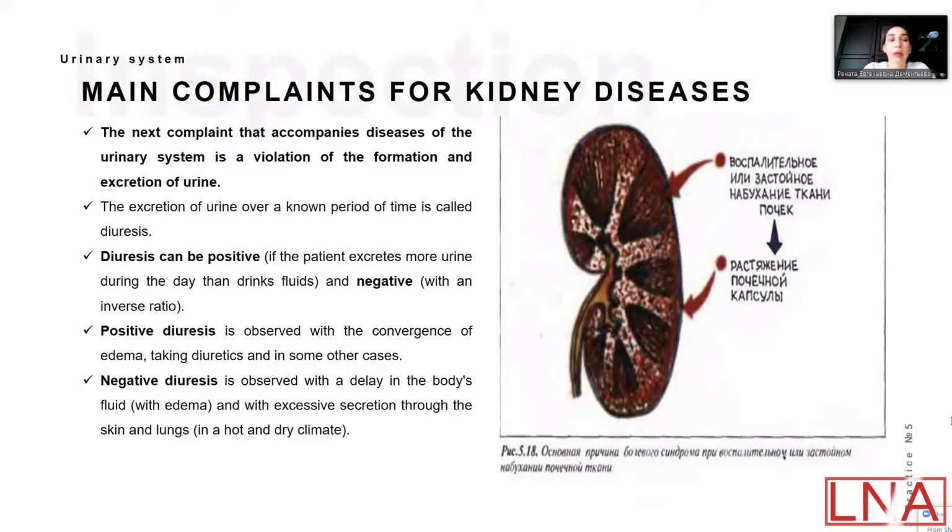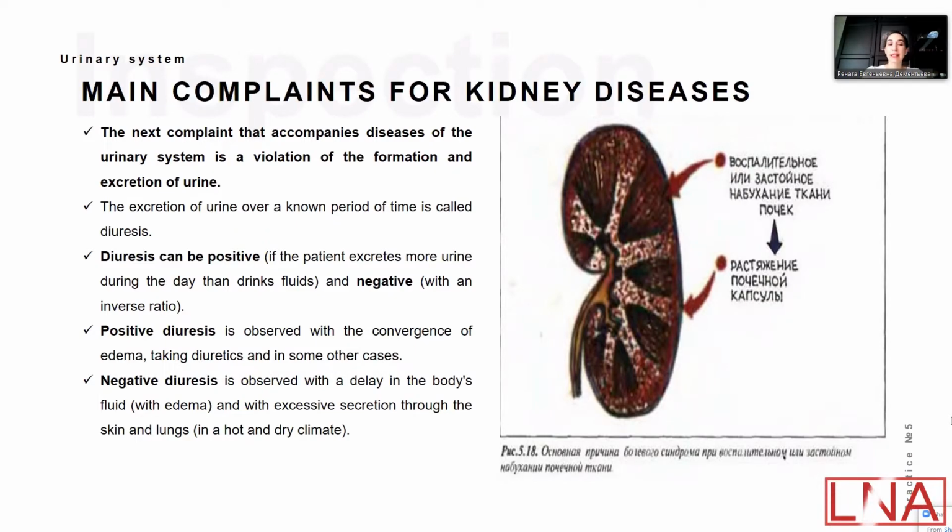Next, complaints that can accompany diseases of the urinary system are disturbances in the formation and excretion of urine. Practically in all cases, the patient will tell you about some changes. The excretion of urine over a known period of time is called diuresis. Diuresis can be divided into positive and negative. Positive diuresis is when the patient excretes more urine during the day than the fluid they drink, and we need to count all fluids, all liquid, not only water. Negative is the inverse ratio.